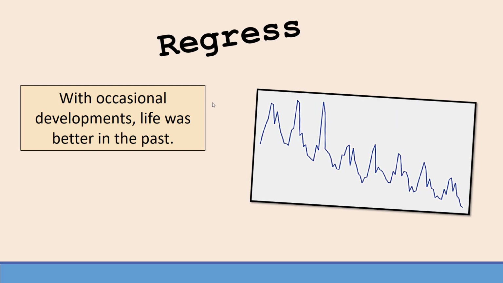Regress. Regress says the opposite of progress, okay? That is, there are some occasional developments. We can acknowledge those. But life was better in the past, okay? Life was better in the past. These are our two positions. The progress position has historically been more prominent.